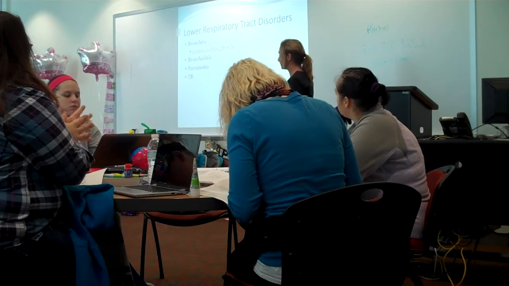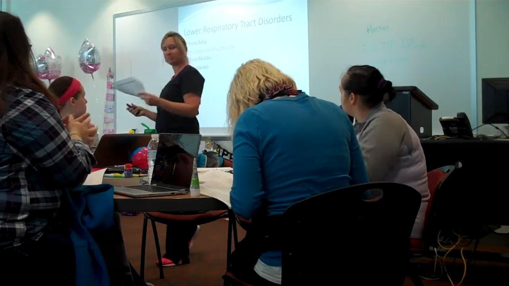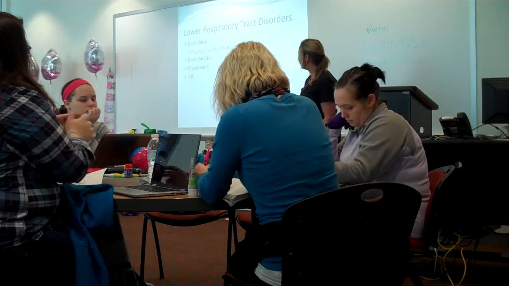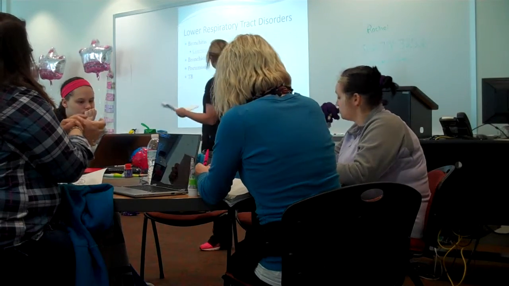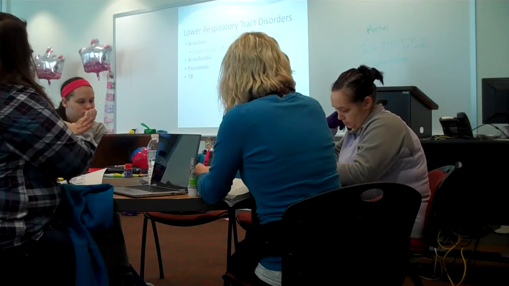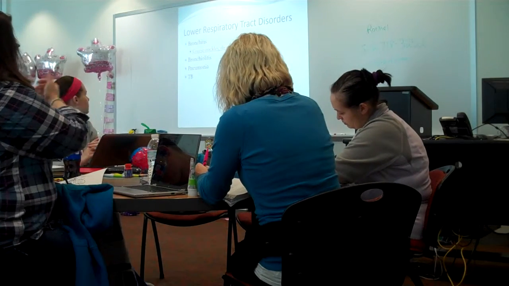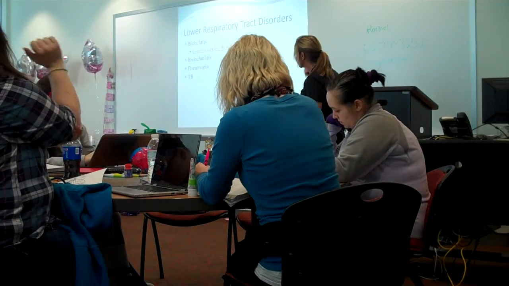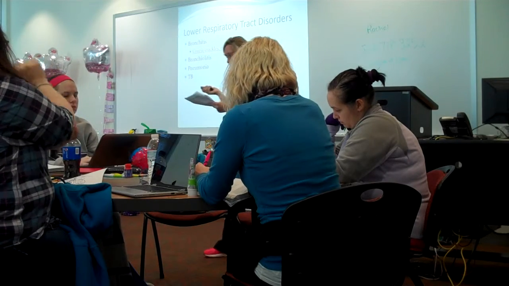All right, moving to lower respiratory, and again, these are in a slightly different order than what you have, so just bear with me here. Bronchitis, bronchiolitis, pneumonia, and TB. Bronchitis is inflammation of the trachea and the bronchi. So you say, well, what makes that lower versus upper? I don't know. They just have it in your book under lower, so that's why I put it here. But it could still be considered upper airway.